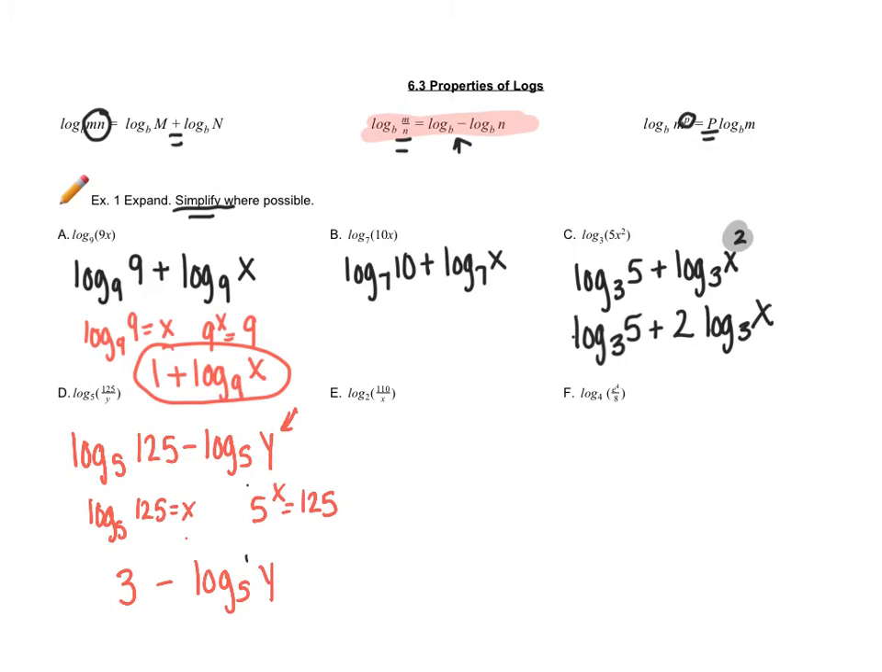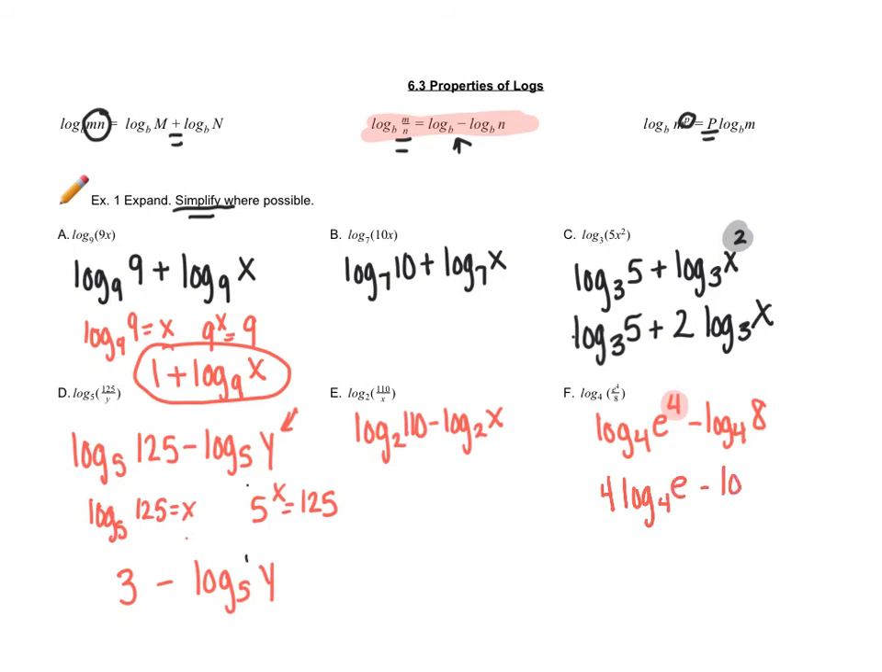For letter E, we're going to expand it again using subtraction because of the division. So log 2 110 minus log 2 x, we cannot simplify this anymore. And then for letter F, log 4 e to the 4th minus log 4 8. We have this power that we were talking about in the previous one, so that 4 is going to come back in front of the word log. So 4 log 4 e minus log 4 8. We put it in front.